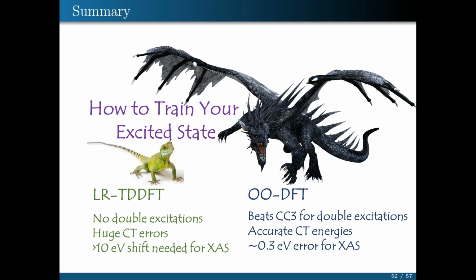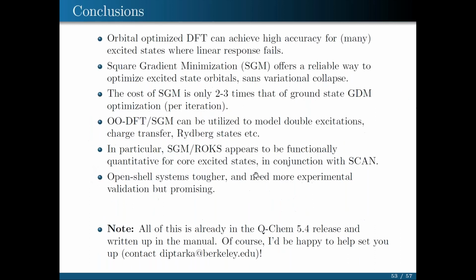You don't have double excitations, CT states are troubling, you can't handle core hole relaxation, and therefore need to massively, empirically shift your XAS spectrum to have any kind of agreement with experiment. However, with ODFT, all of these problems are gone. The only problem is that you have a somewhat more temperamental and difficult to control method, like a dragon, which, well, kind of summarizes the approach in a way.